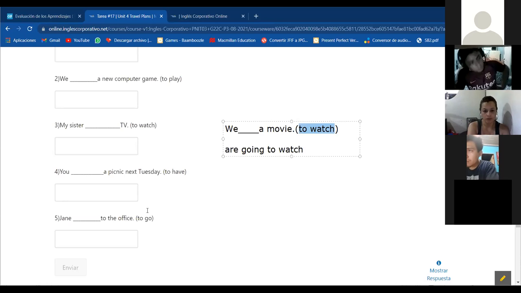Así están todas aquí. To have, to watch, to play, to go. Excepto la 4. La 4 tiene que poner el subject, pero con las demás no, nomás lo que hace falta en el espacio aquí. Ok, I just wanted to clarify that. Quería clarificar eso.